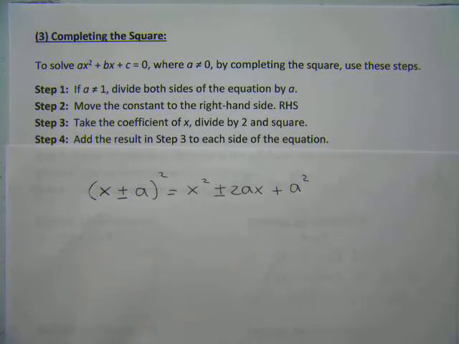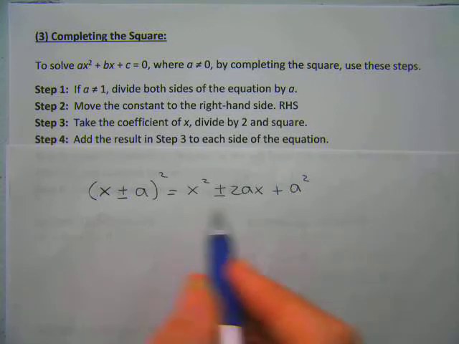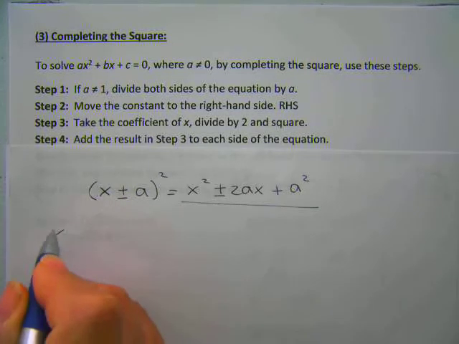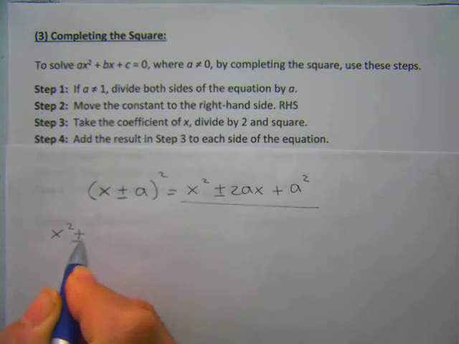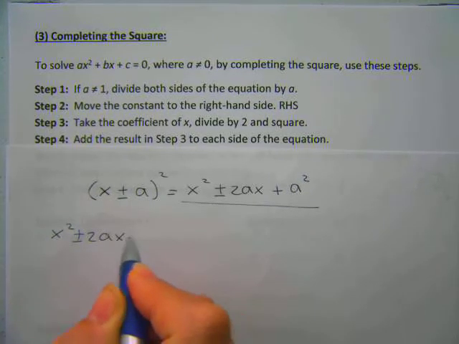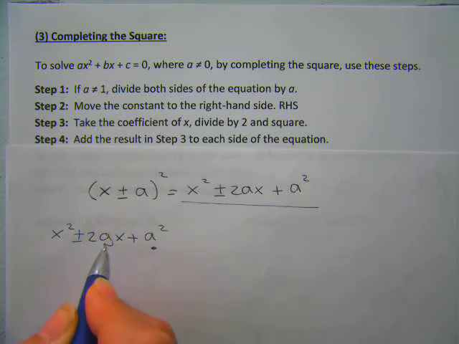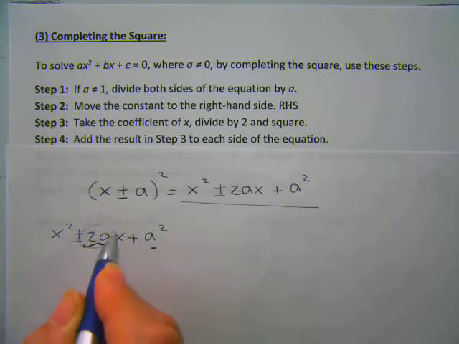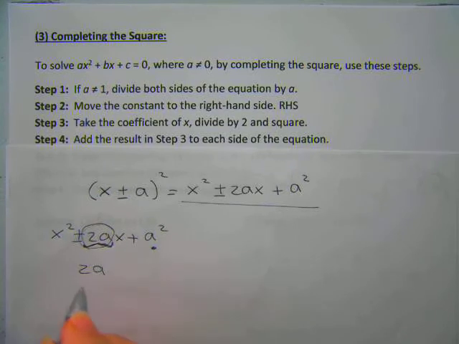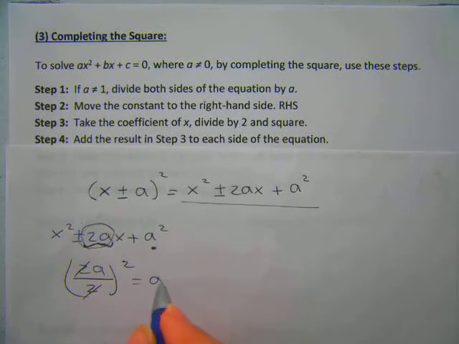So let's talk about this. What we're doing here, we're starting from this right hand side. Now if I forget about the a squared for a minute, okay, well, let's not forget it. If you look at this third term, this third term is none other than taking the coefficient of x, which is the 2a, dividing it by 2 and squaring it. Then you're going to get a squared.